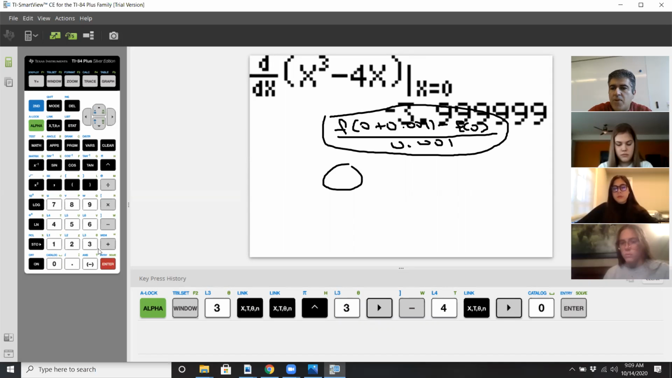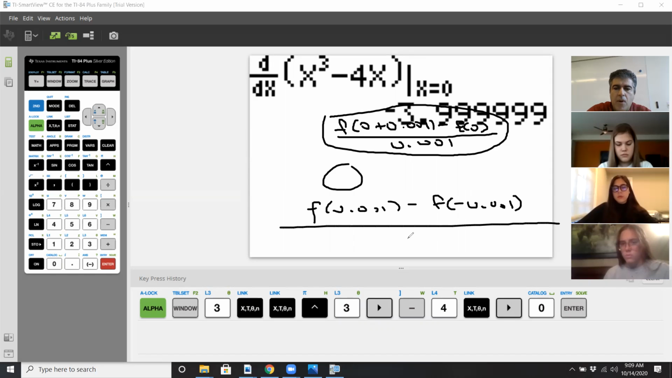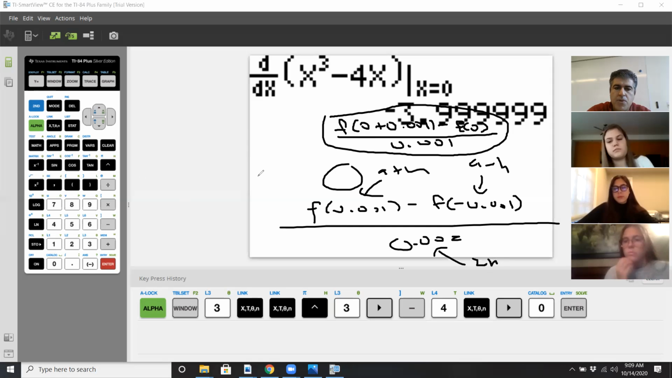Now, remember, the calculator is doing something a little differently. It's doing something called the symmetric difference quotient. It's doing f of 0.001 minus f of negative 0.001 over 0.002. So it's doing a plus h and a minus h, and this right here is 2h.